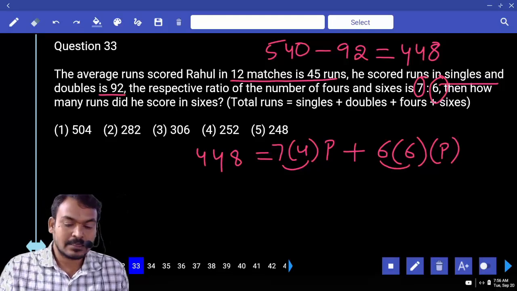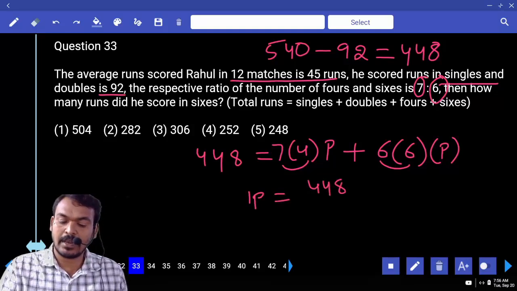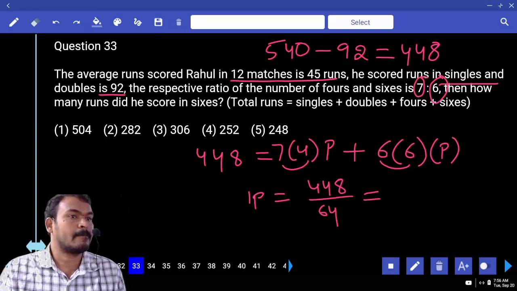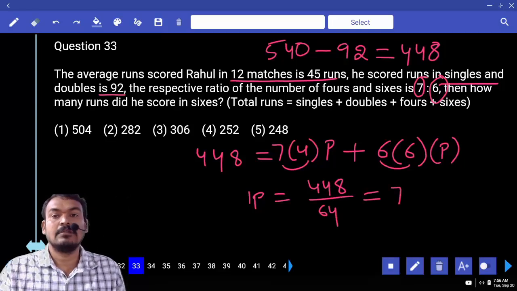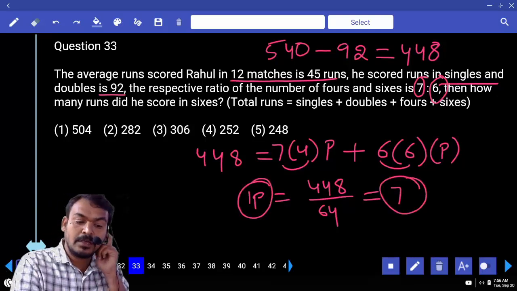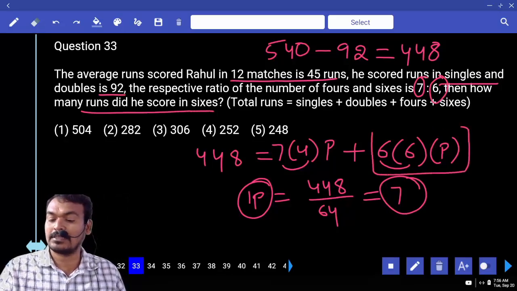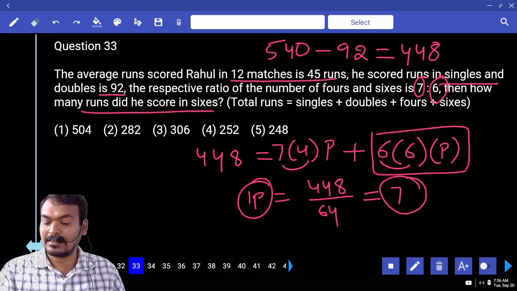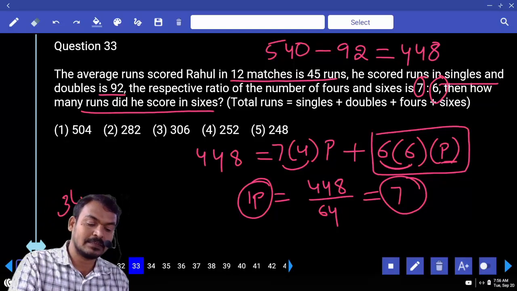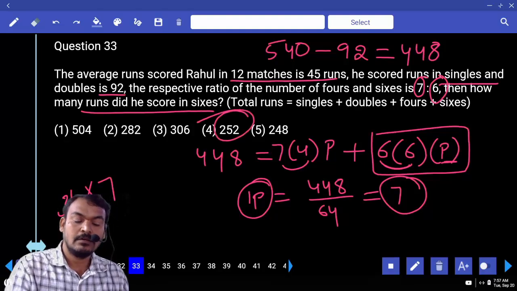28 plus 36 is 64. Then every 1 part equals 448 divided by 64. How many times? 7 times or 8 times? 7 times. Then every 1 part is how much? 7. What is the question here? How many runs did he score in 6s? Nothing but we require 6 into 6 into parts. What is 6 sixes? 36 parts, nothing but 7. Then the answer is 36 into 7. How much? 252.